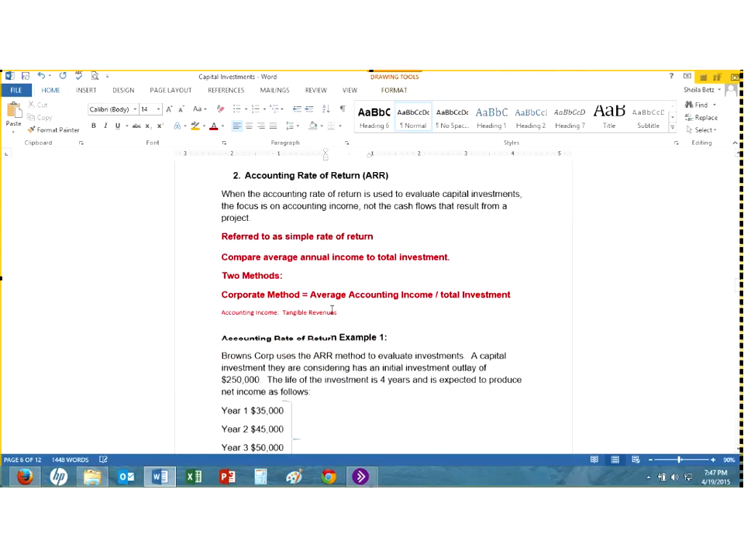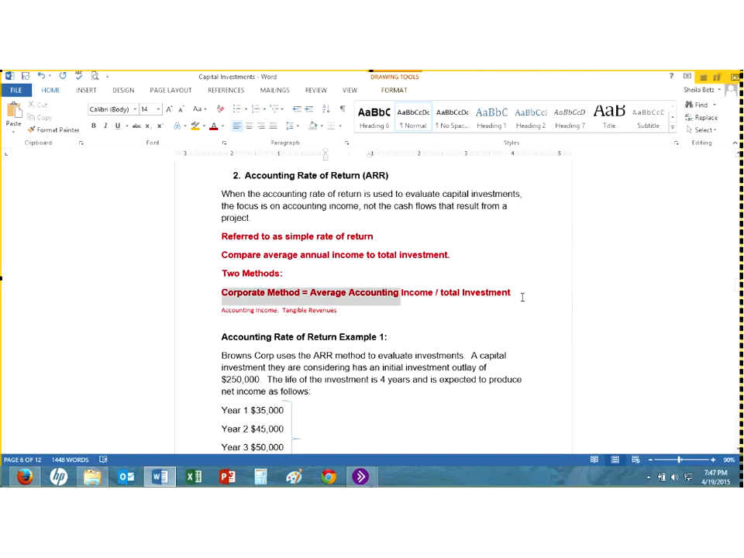The next one is accounting rate of return. A lot of times this is also just known as the return on investment as well. But basically, what it's going to do is compare the income we're looking at to the total investment.